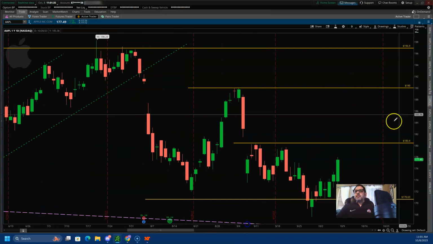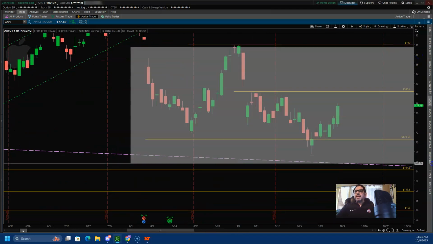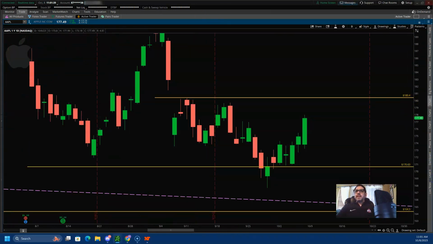In a daily view, you can see the breakdown a little bit more clearly. It gets rejection from this 180 level every time we try to trade there. So it could be that we open up strong, we go there, and then it fails, right? So look out for that kind of price action.